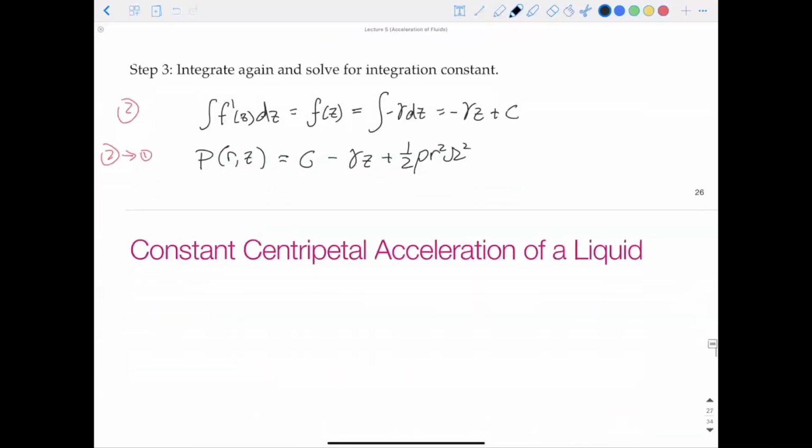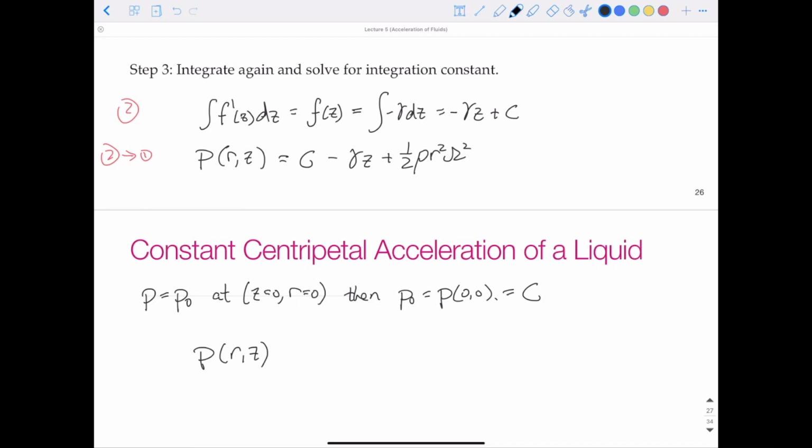And if we want to find this integration constant, if we assume that p is equal to p0, some pressure that we know, at z equals 0, r equals 0, then we can just write p0 is equal to p at (0, 0). And if that's the case, we can solve for our integration constant. That integration constant is just equal to that p0. So that's just equal to c. So then we can finally write our equation.